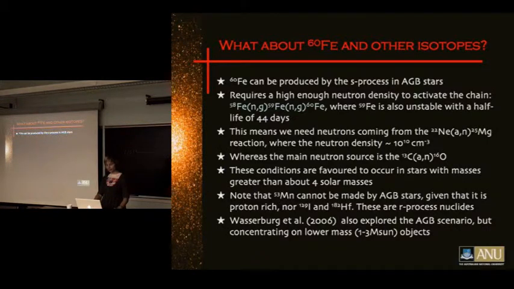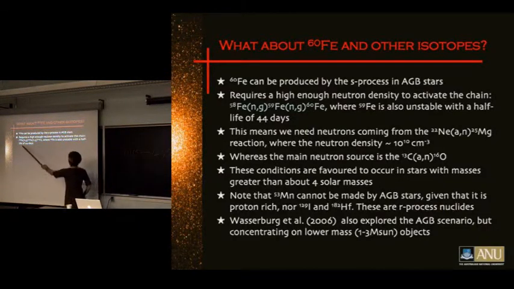What about iron-60? This can be produced by neutron captures in AGBs. It requires quite a high neutron density, though, to overcome this. So this is the chain that makes iron-60. It has to overcome what's called a branching point, iron-59, which is unstable. So you need a high neutron density to bypass it and activate this chain. Otherwise, iron-59 tends to decay.